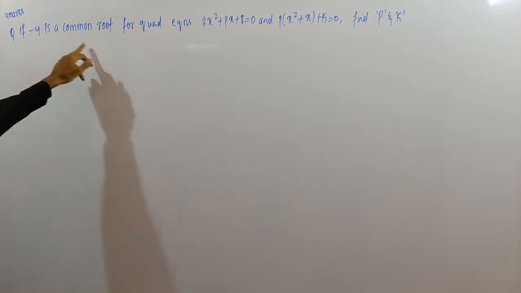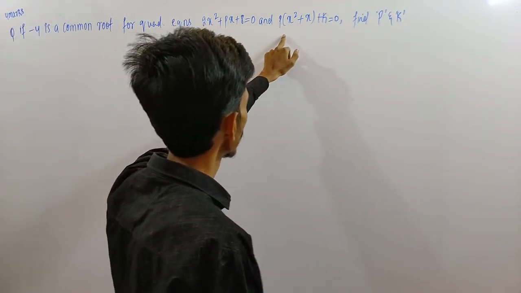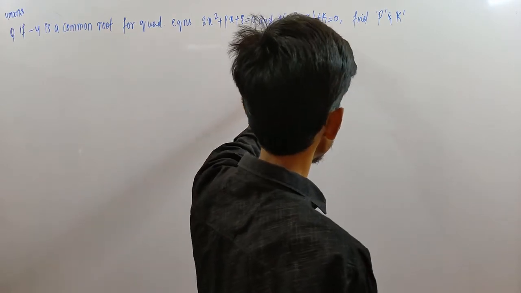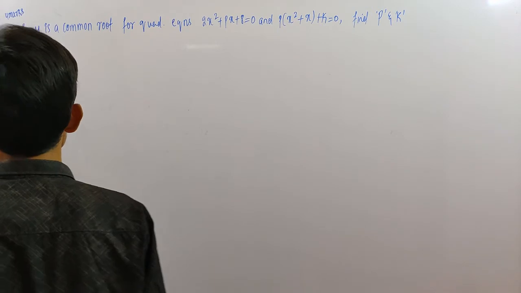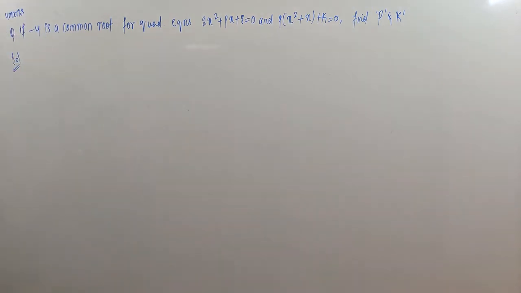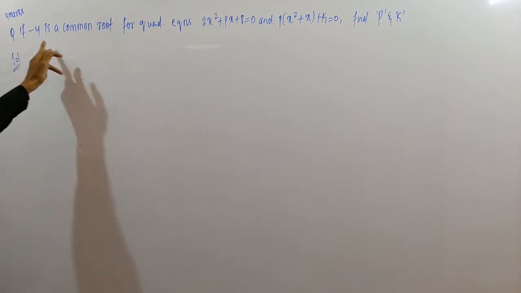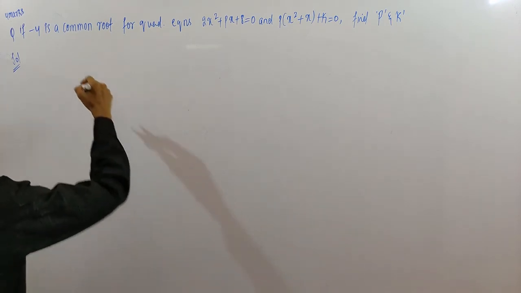If minus 4 is a common root for the quadratic equations 2x² + px + 8 = 0 and p(x² + x) + k = 0, then find p and k. We have the equation 2x² + px + 8. Minus 4 is a root, so minus 4 will satisfy this equation.